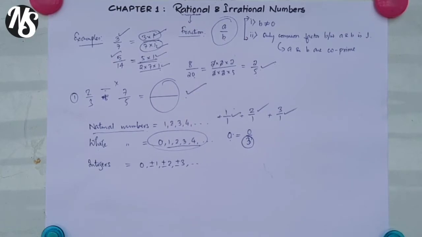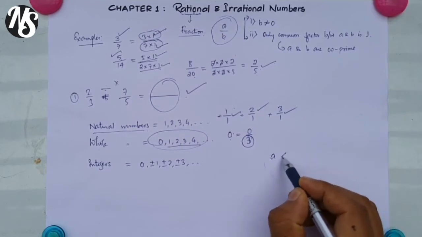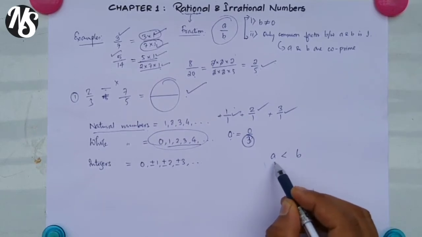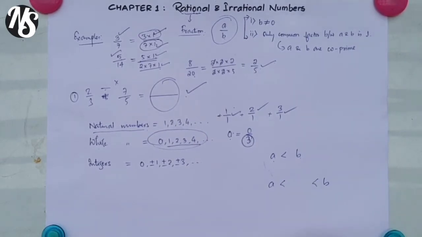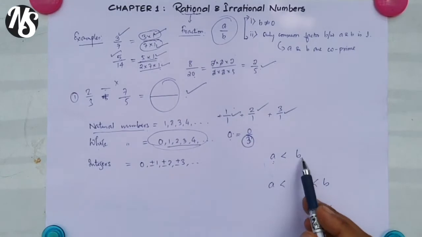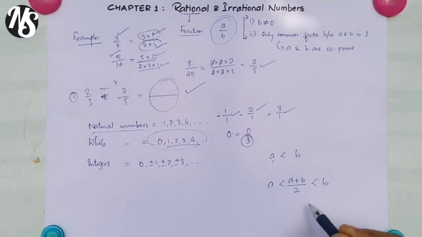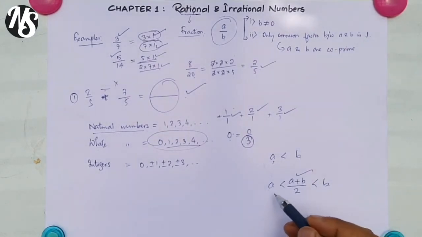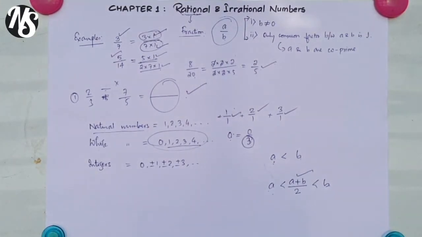Now one more thing. Suppose I give you two numbers, let's say A and B, and let's say A is less than B. Now if I ask you to insert a rational number in between A and B, then how do you do that? You have to first add these two numbers and divide it by 2, and that particular number will be in between A and B. So this will be the rational number in between two given numbers. Okay, so with this much of introduction, let's start with the exercise on rational and irrational numbers.